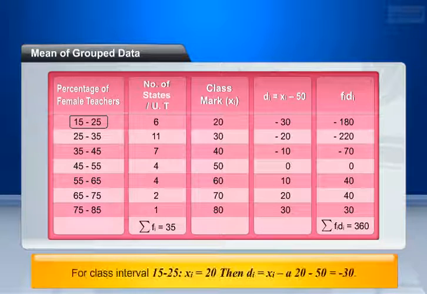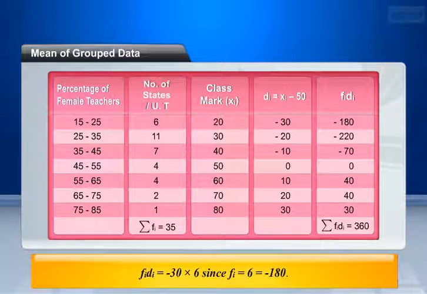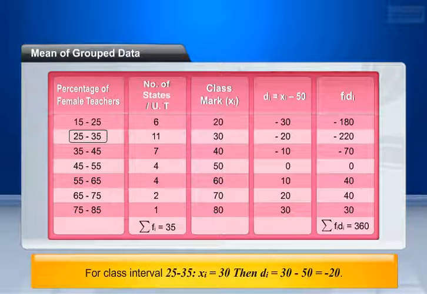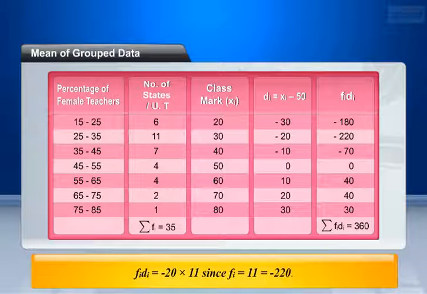For class interval 15 to 25, xi equals 20. Then di equals xi minus A, which is 20 minus 50, equal to minus 30. Now fi di equals minus 30 into 6, since fi equals 6. This is equal to minus 180. For class interval 25 to 35, xi equals 30. Then di equals 30 minus 50, which is minus 20. Now fi di equals minus 20 into 11, since fi equals 11. This is equal to minus 220.